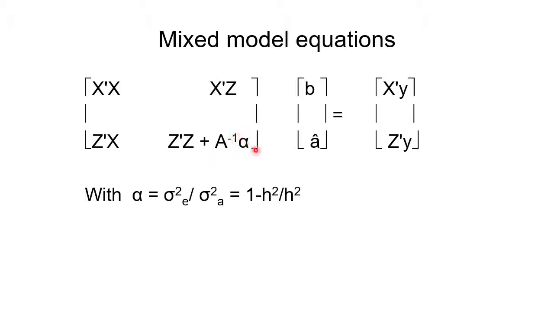And then alpha: if you look at the definition of alpha, it is basically the total variance divided by the additive variance, or if we write it differently, it is 1 minus the heritability divided by the heritability. So alpha is basically telling us how much of the differences amongst these animals are due to additive genes, the sigma a squared.